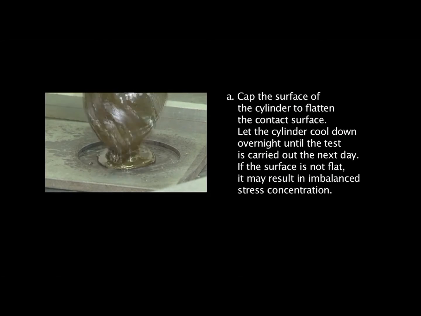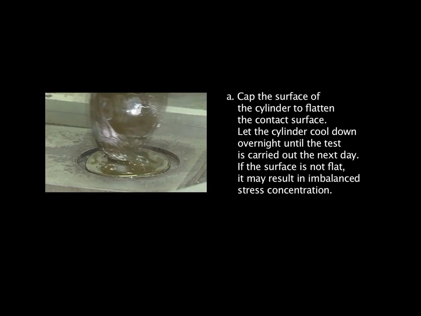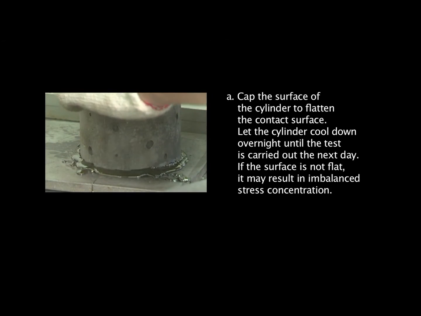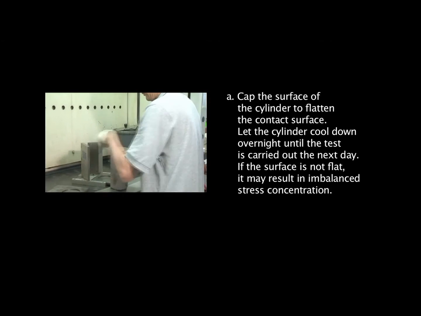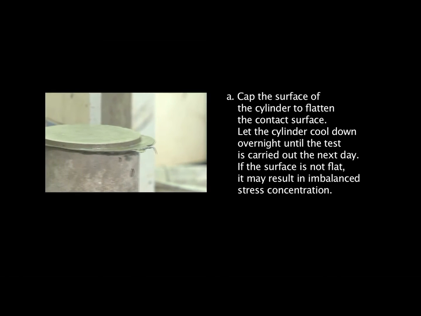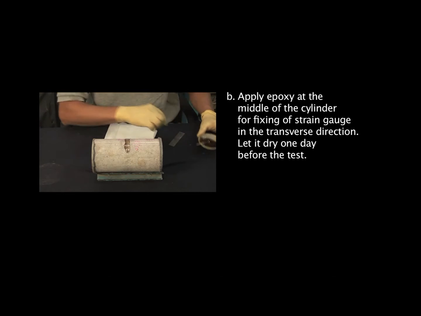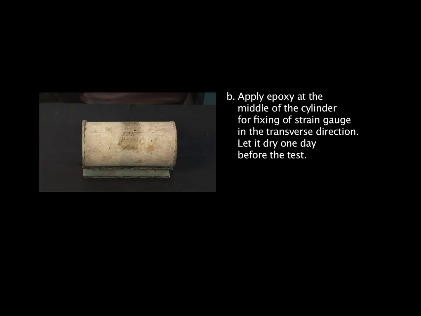A. Cap the surface of the cylinder to flatten the contact surface. Let the cylinder cool down overnight until the test is carried out the next day. If the surface is not flat, it may result in imbalanced stress concentration. B. Apply epoxy at the middle of the cylinder for fixing of strain gauge in the transverse direction. Let it dry 1 day before the test.